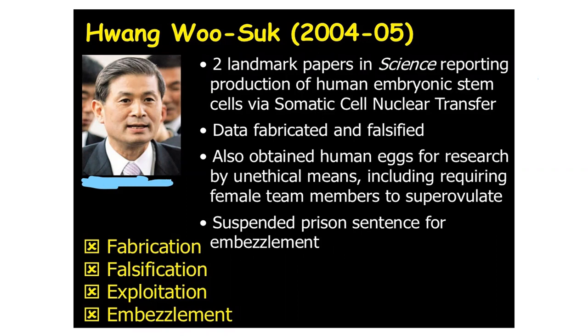Only bioscience students know this: generally, in every woman, within a month one egg is fertile, one egg grows. But here the more than these are the false results. A suspended prison sentence for embezzlement, fraud result, embezzlement. Here is the fabrication, falsification.